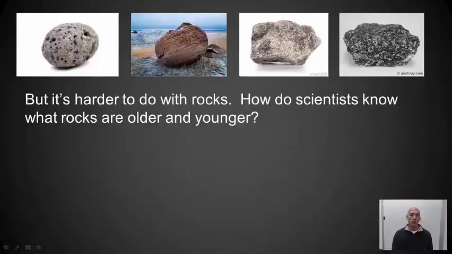Look at these rocks. Do you think it will be easy, or that we'll have as much agreement about the order of which is the youngest and which is the oldest? Rocks are much harder to date by looking at them.